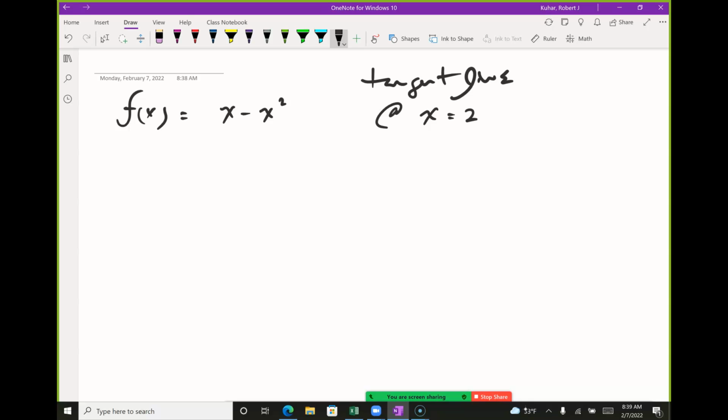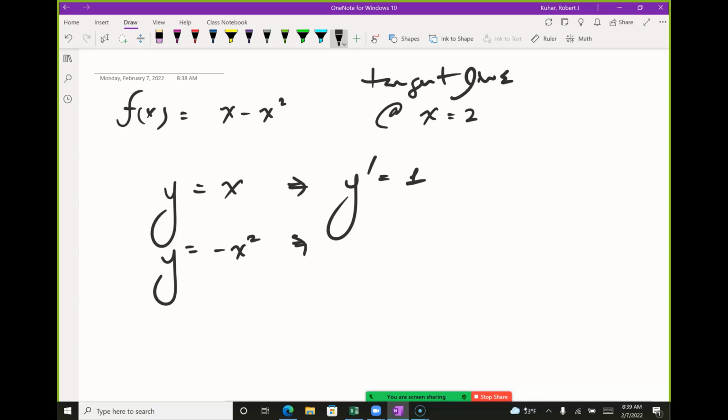So if y equals x, what's y prime? Just 1, right? And if y equals negative x squared, what's y prime? Negative 2x. Is everybody okay with that? The first one is a slope of 1. The second one is a power rule. I bring down the power and reduce the power, right? Is everybody there with me? Anybody not there with me?